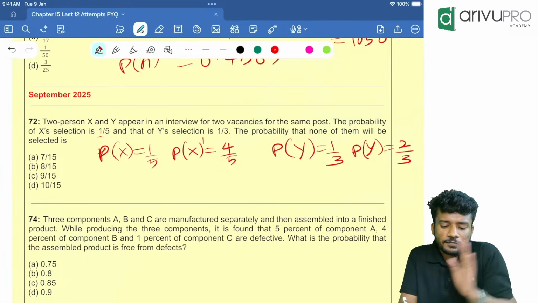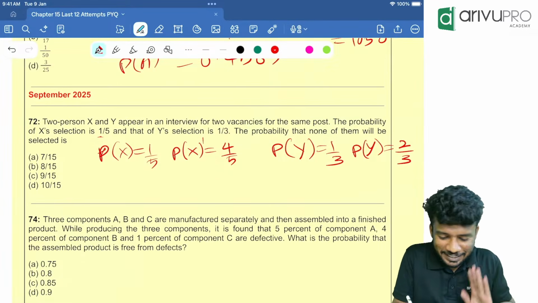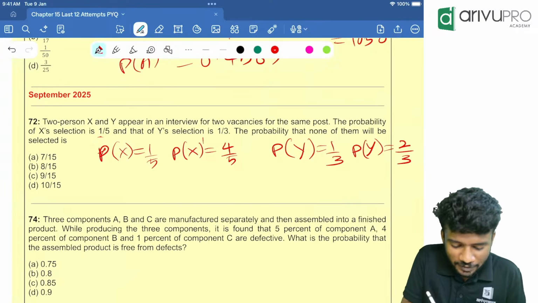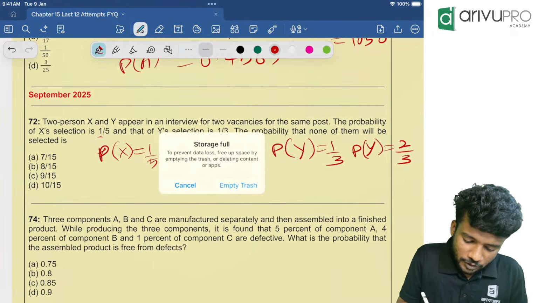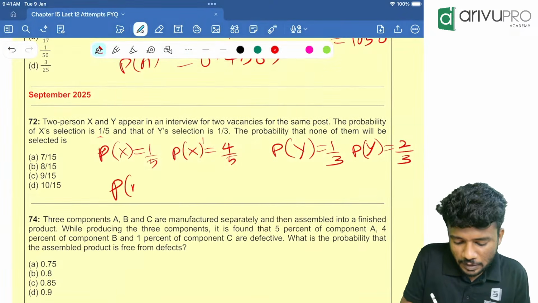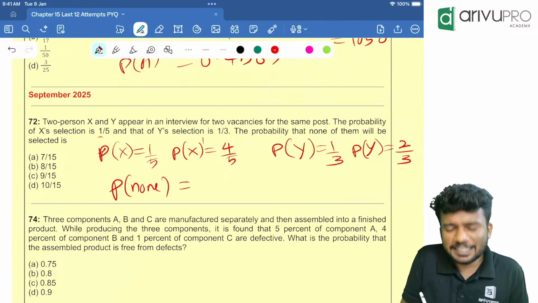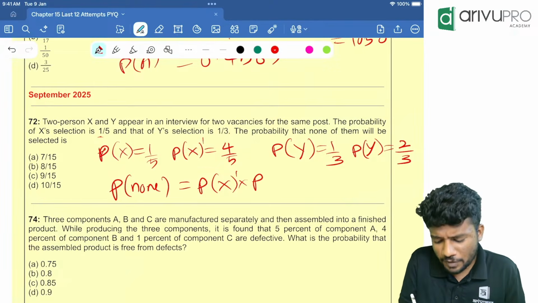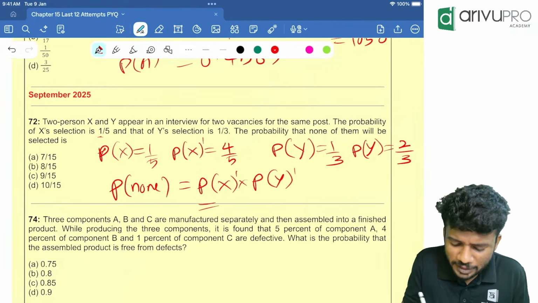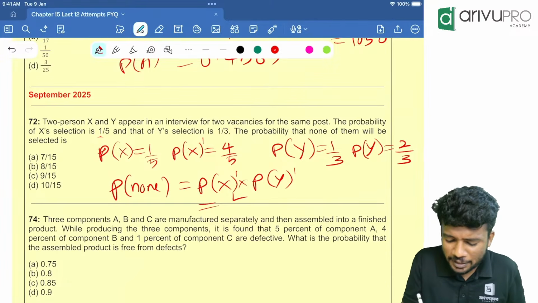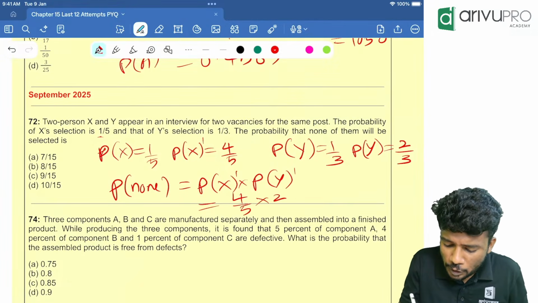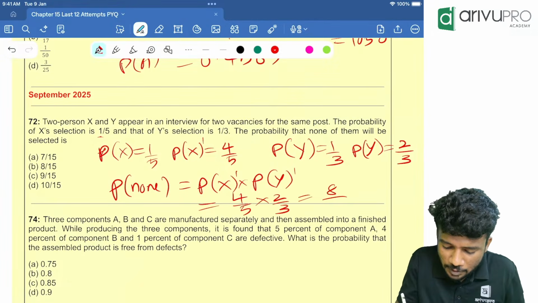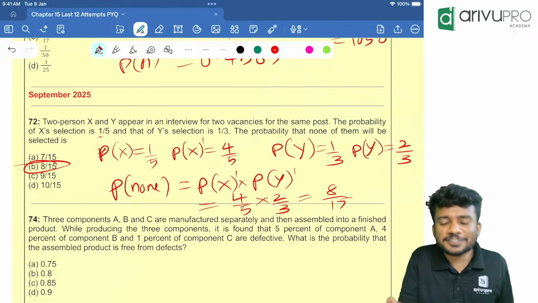Probability that none of them will get selected. Very easy. P of none of them getting selected is nothing but P of X complement into P of Y complement. That means both are not getting selected. They are independent events also. 4 by 5 into 2 by 3, which is equal to 8 by 15. Option B is your answer.